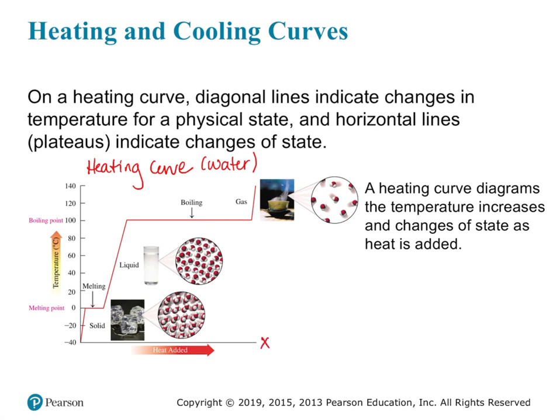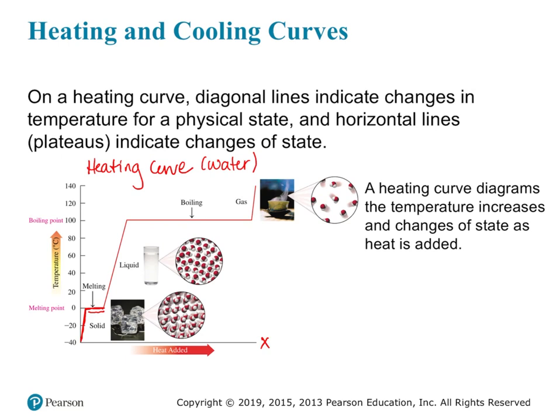So imagine we have a bucket of ice and it's sitting on a hot plate and we're just letting it heat up. So initially we have our ice and we add heat to increase the temperature of the ice until it reaches its melting point. Now you'll notice that initially we had a diagonal line. That's showing the increase in temperature for the solid state of water. And then once we hit the melting point, now we have a horizontal line. So that's showing a change of state.